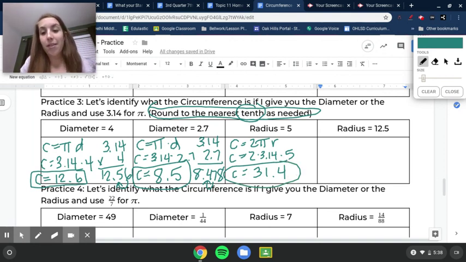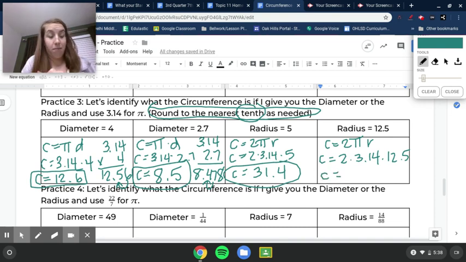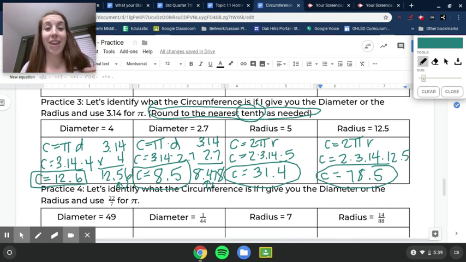Okay, last one. C equals 2 pi r. C is equal to 2 times 3.14 times 12.5. Okay, when you multiply that and put that in your calculator, you get 78.5. It's already rounded to your tenths place, so you don't have to do anything else. Okay, so this is what's awesome. You save time because you're now allowed to use a calculator for this topic. Okay.